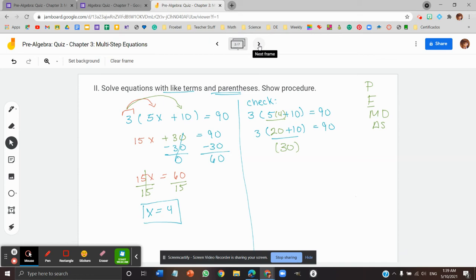I put everything else back as it was. And now I have a multiplication. So you can see I have a multiplication. 3 times 30 is 90. Of course, 90 equals 90. Therefore, I did it correctly.